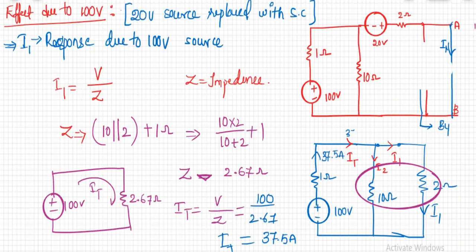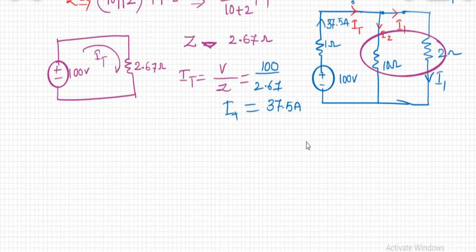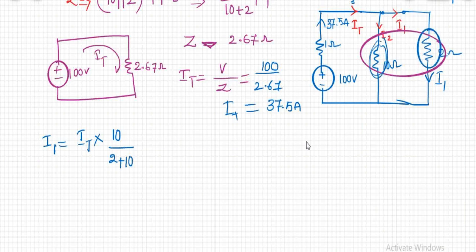Now you can apply the current division rule here. You don't need to follow this method; you can apply any method you have. I am using my technique to solve the network. I am finding I1, the response due to the 100 volt source. I1 is total current IT into the opposite resistance, 10 ohms, by the total resistance, 2 plus 10. Here we need to look only at the resistances involved in current sharing. The two resistances involved in current sharing are 10 and 2 ohms only. The 1 ohm is not participating in current division.